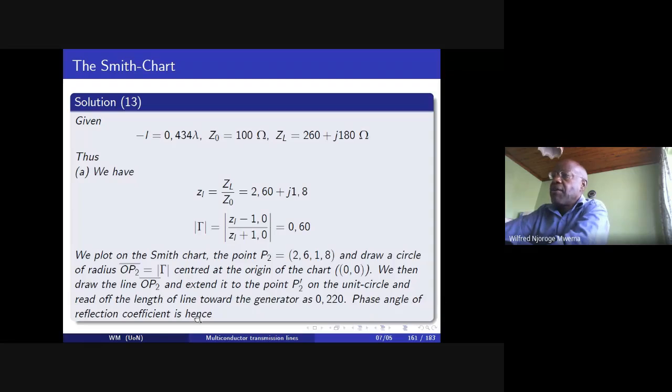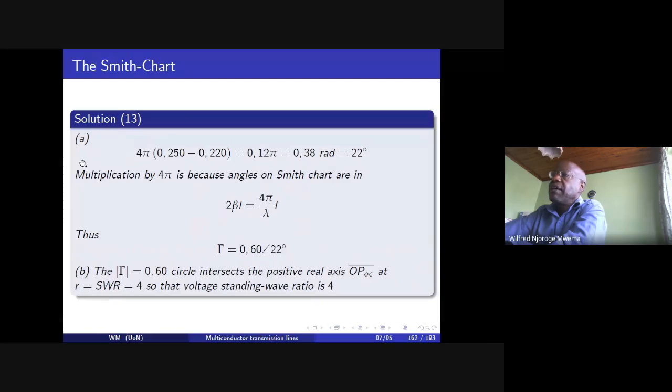So the angle of the reflection coefficient will then be given by 4 pi multiplied by 0.250 minus 0.22, where this is the circle itself, and we get that it's about 0.12 pi or 0.38 radians, which is about 22 degrees. Multiplication by 4 pi is, of course, because the angles on the Smith chart are given in terms of twice beta L, that is the electrical length, 2 beta L, which is 4 pi by lambda multiplied by L. And thus, the gamma will be given as that.